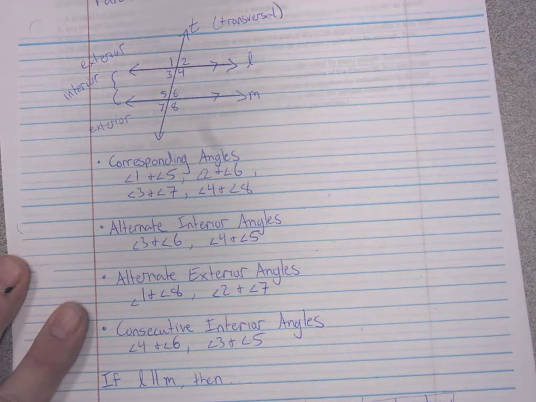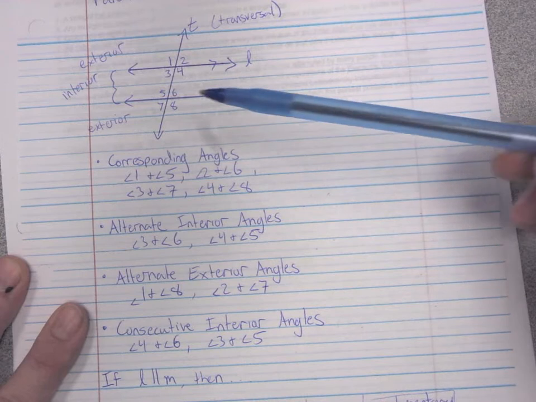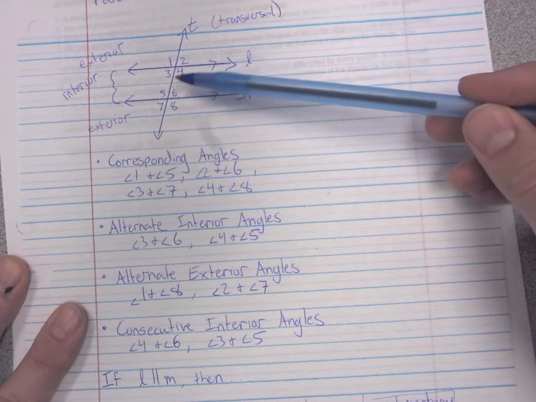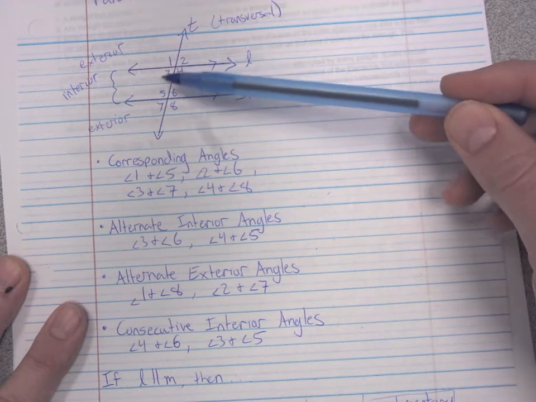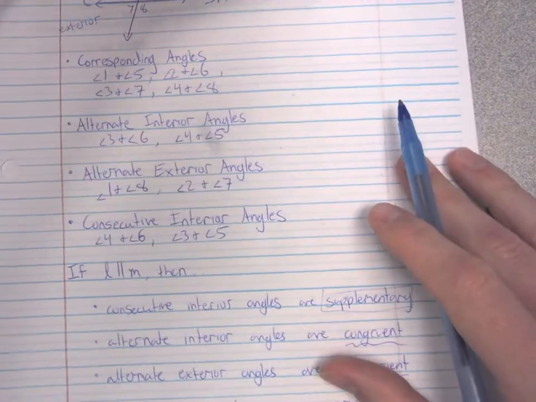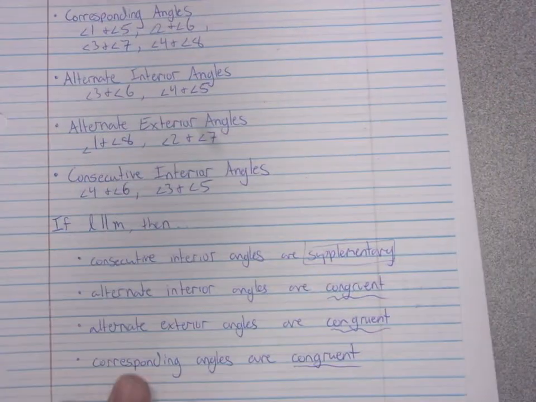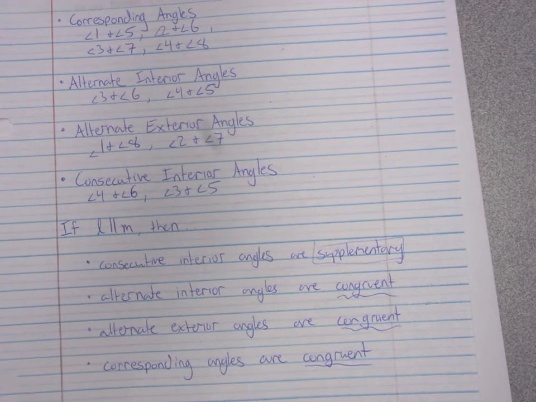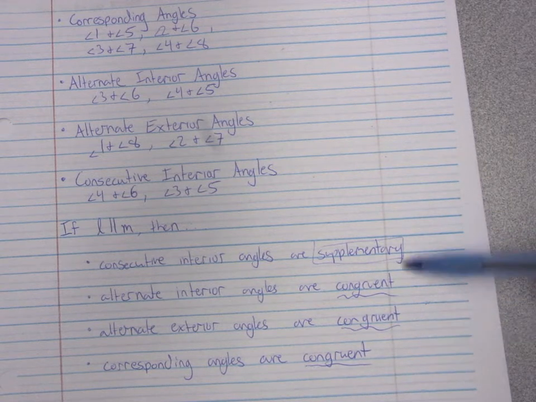And we also know that the consecutive interior angles are supplementary. So 4 plus 6 equals 180, 3 plus 5 equals 180. Okay, so those are things that you may already know and may have already talked about in a previous class, but our goal today is to prove these. We're going to try to reason through and show that these are actually the case.